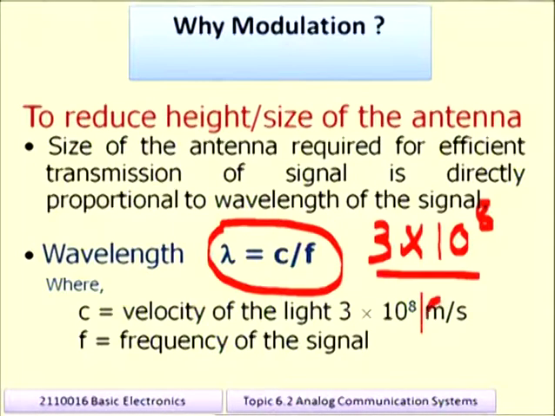1 kilohertz means 1000 hertz, that is equal to 10 raised to 3. So if you calculate, this comes out to be 3 into 10 raised to 5 meter. If you convert it into kilometer, it comes out to be 300 kilometer. And the minimum size of antenna that you require, let's consider a quarter wave antenna case, lambda by 4, is then also a 75 kilometer size of antenna.